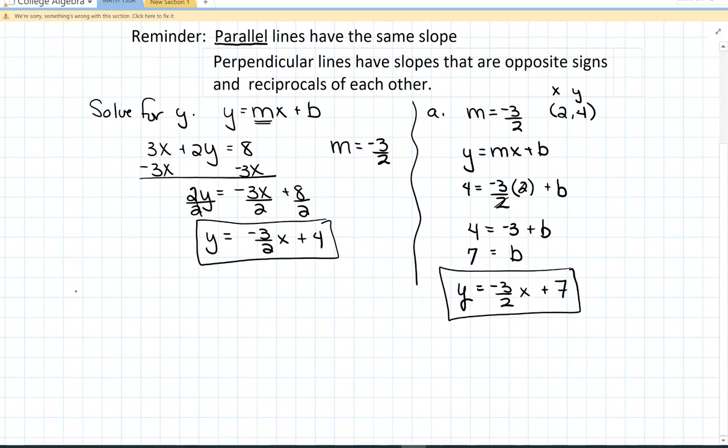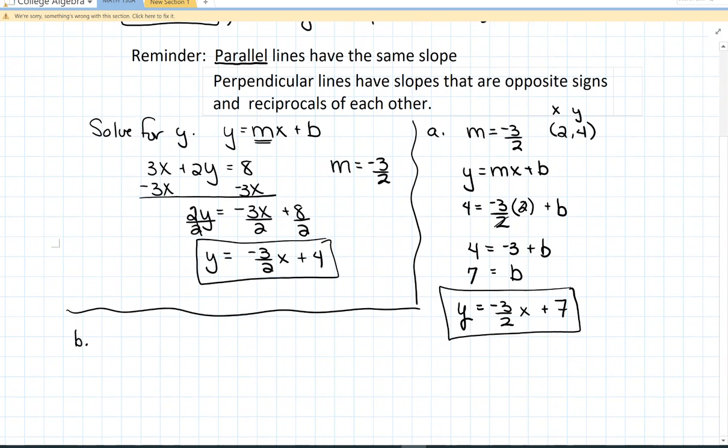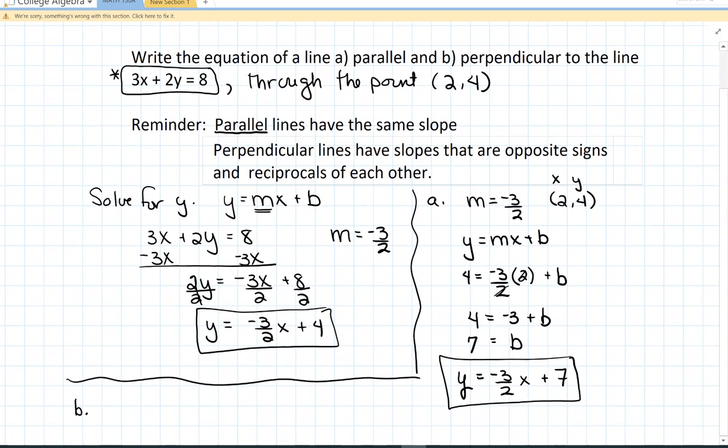For part B, I want a line now perpendicular to that given line. All right, going through the point 2, 4. So perpendicular means it's going to form a right angle. That means that their slopes have to be opposite reciprocals of each other in order for that to happen. So again, I still need to know the slope of the given line. And we already know that that's negative 3 halves.